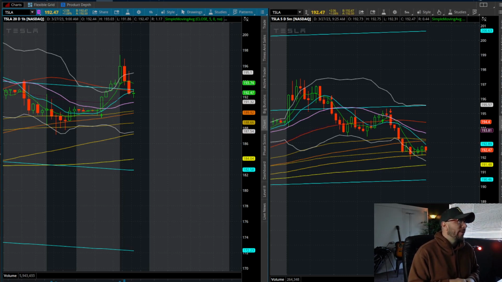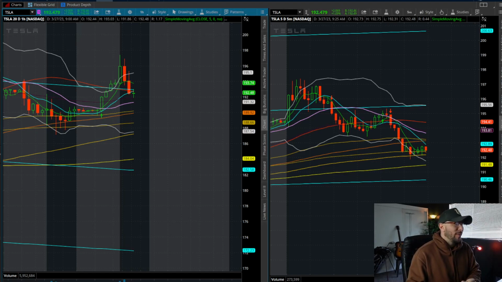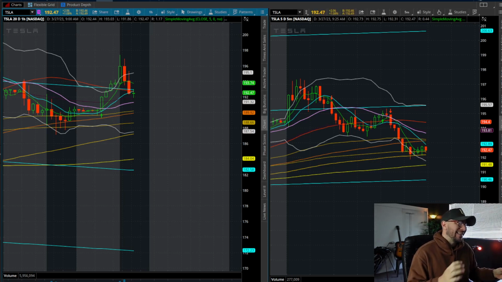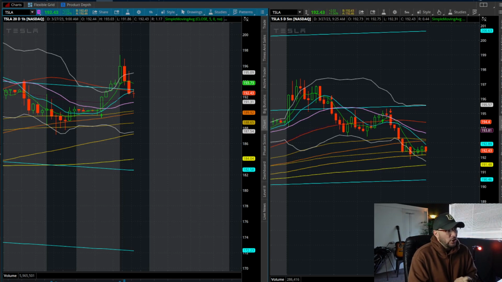So what we're going to be doing is looking at the 1 hour time frame along with the 5 minute, 5 minute being on the right, 1 hour being on the left. The reason why we're looking at these two time frames is for all day traders, scalpers, even short-term swing traders on a day-to-day basis. So looking at Tesla, still positive and green on the day.